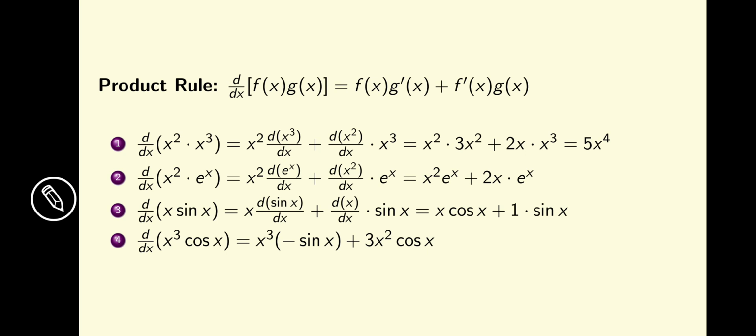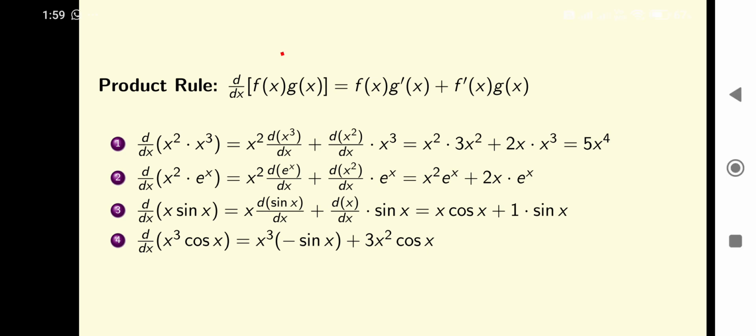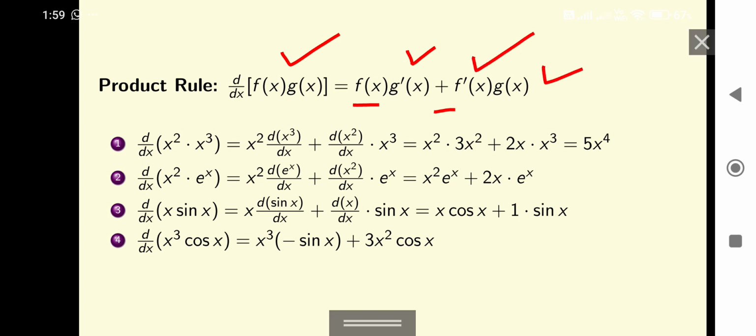Now let us see how to find the derivative of a product of two functions. Here the formula is: the first function remains as it is, and we find the derivative of the second function. Then we write plus, the derivative of the first function, and the second function remains as it is. So let us apply this formula over here. Here this x square is f(x), or first function. This x cube is the second function.